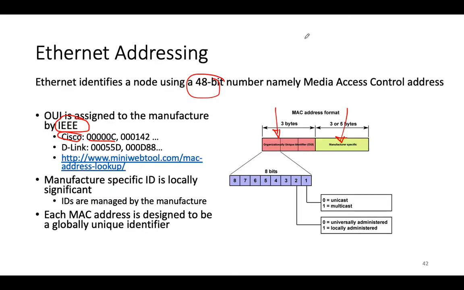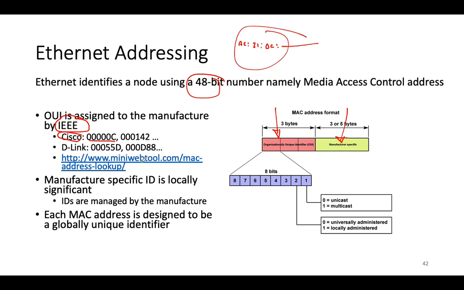The MAC address usually looks like this: AC colon 31 colon B, whatever, like this. So it's actually colon, colon, colon like that. What is that exactly? That's the MAC address.